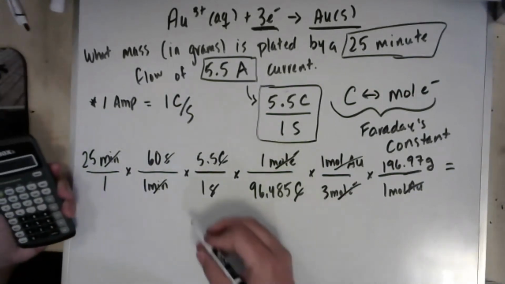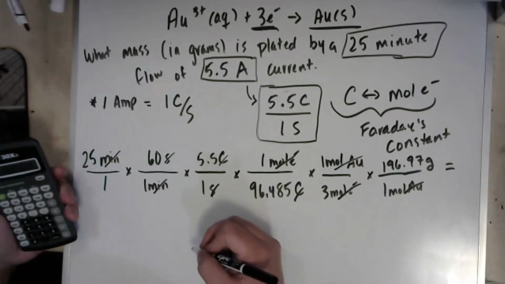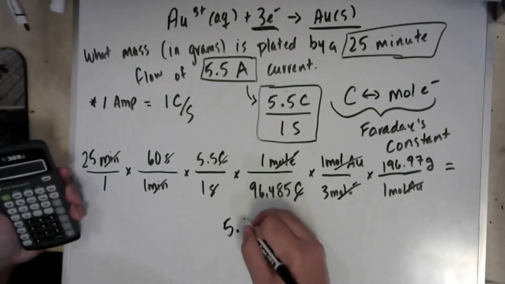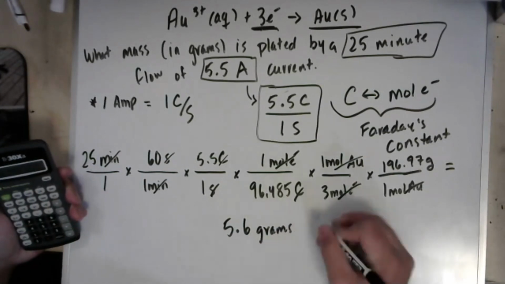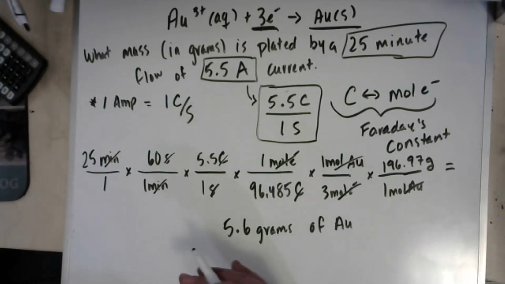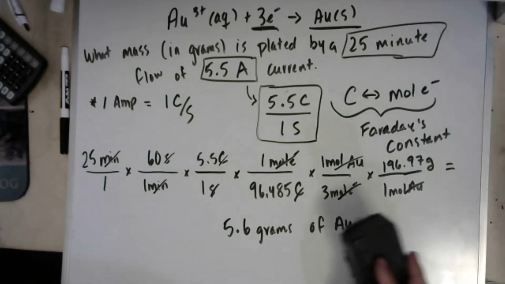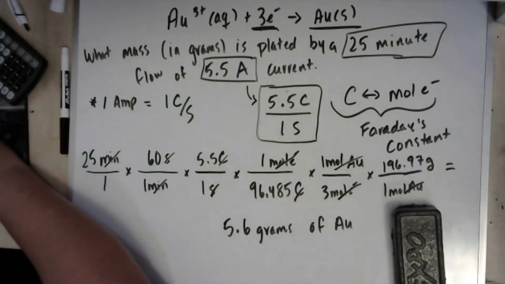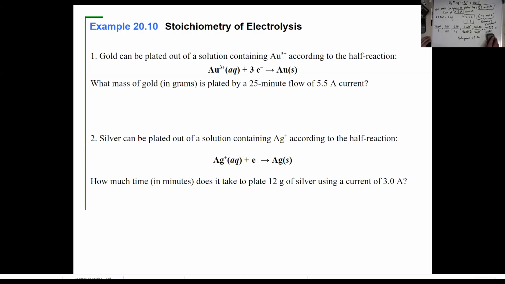Right, I end up with, rounding this to 2 significant figures, 5.6 grams of gold can be plated in 25 minutes with a 5.5 amp current. Okay. So again, now try the next one on your own before you watch me do it. Put it back up here so you can see it. You know, just pause the video and give it a whirl.